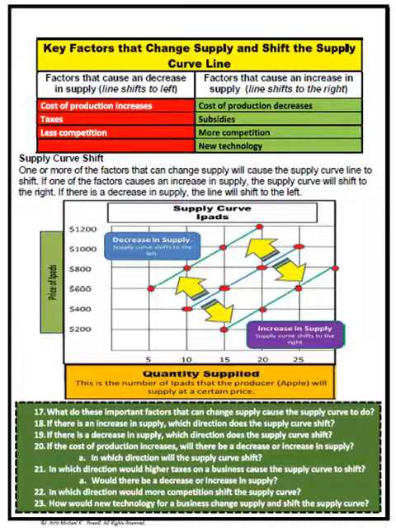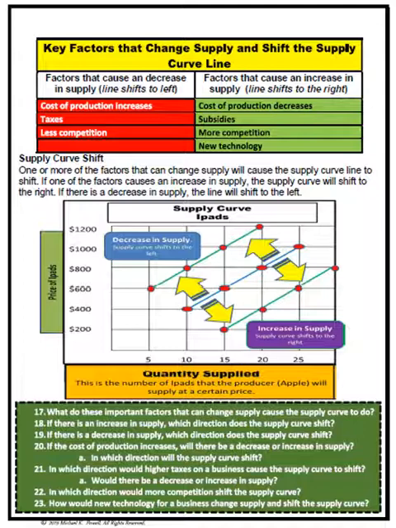So the information provided here has been put into a chart. Key factors that change supply and shift the supply curve line. On the left, in red, factors that cause a decrease in supply, the line shifts to the left: cost of production increases, taxes, less competition. On the right, in green, factors that cause an increase in supply, the line shifts to the right: cost of production decreases, subsidies, more competition, new technology.